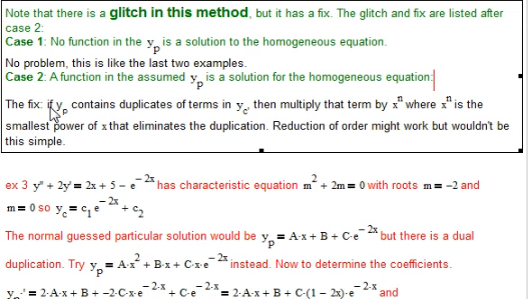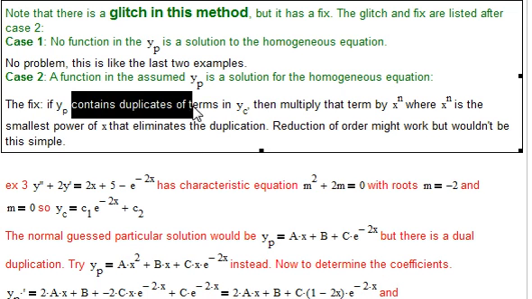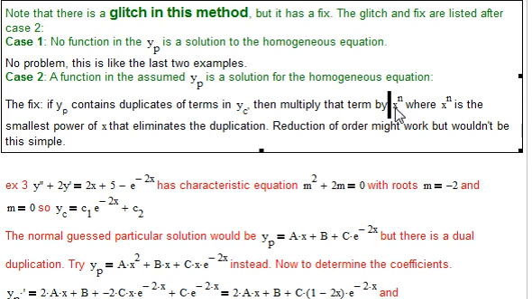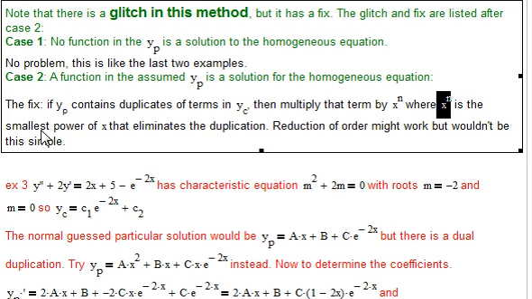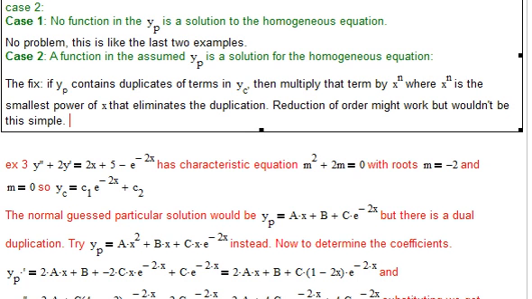So the fix is this. If y_p contains duplicates of terms in y_c, then multiply that term by x to the n, where x to the n is the smallest power of x that eliminates the duplication. Reduction of order would work also, but it wouldn't be as simple as this. And we like to keep it simple. Yes, we keep it simple. Okay, so here's an example where that occurs.